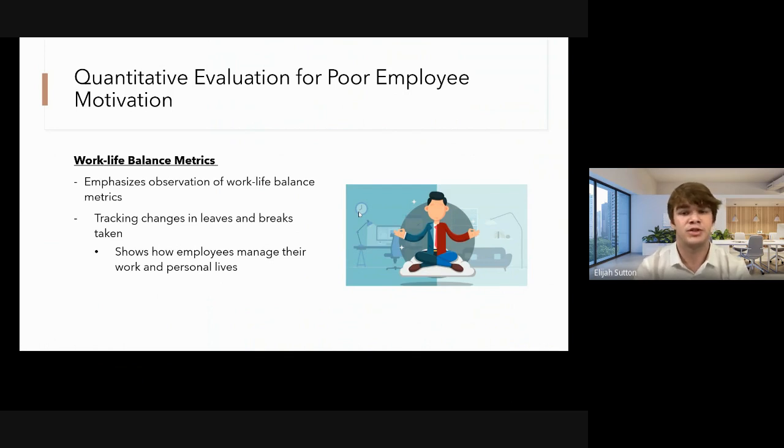By employing these quantitative evaluation methods, One America will aim to gather data that complements the information gained through surveys and retention rates. These quantitative measures offer specific, measurable indicators of the plan's effectiveness in fighting low employee motivation and fostering a more engaged and productive workforce.